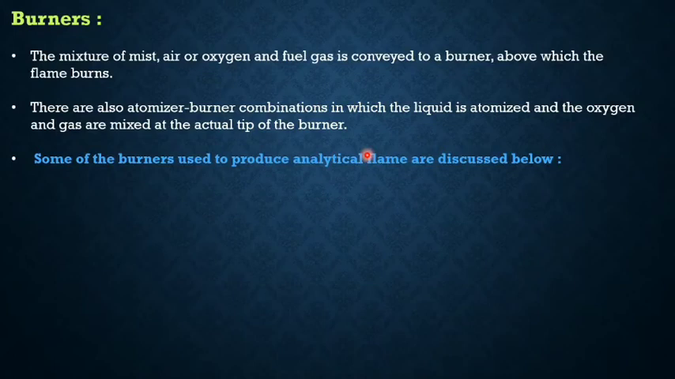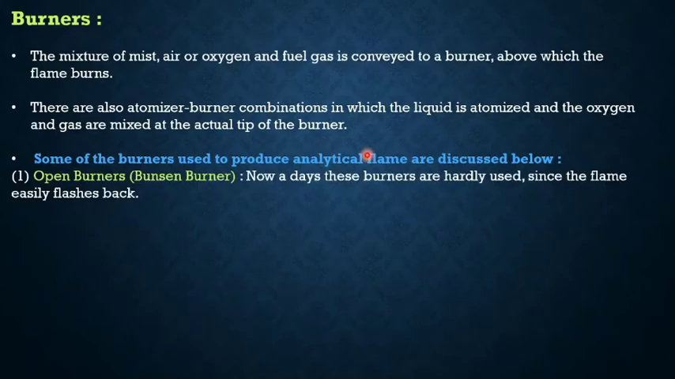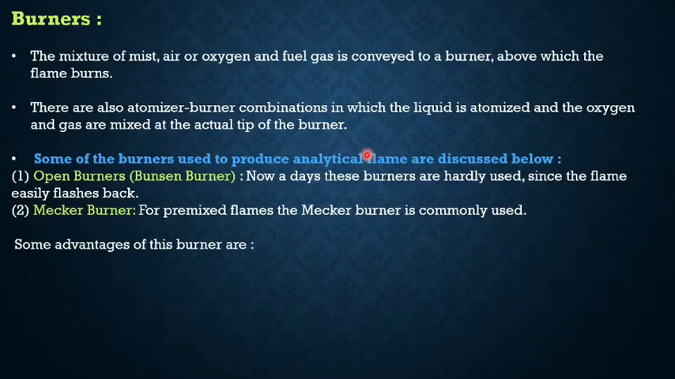Some of the burners used are the Meeker burner, open burner, total consumption burner and premix burner. These are the 4 burners generally used in flame photometry. Out of these, the open burner or Bunsen burner, which is used in laboratories, is hardly used since the flame easily flashes back. And the Meeker burner is commonly used in flame photometers.